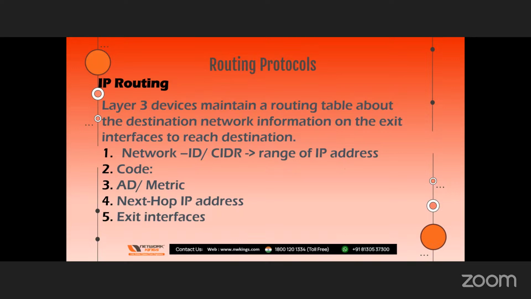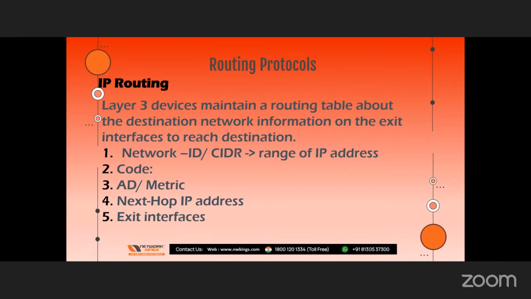Coming to the code, each and every routing table has its own code. For example, static is S and connected is C. Each routing protocol also has its own administrative distance. What is administrative distance? Anyone has an idea? Yes, like OSPF 110, EIGRP.